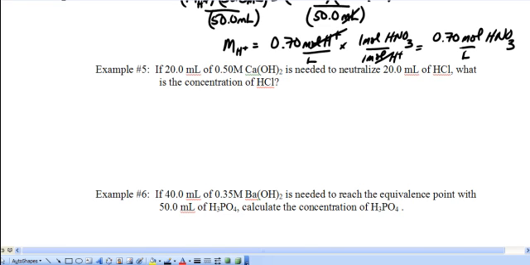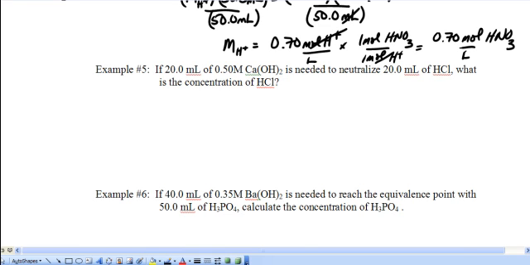One in which you use an indicator and you stop the amount of base added on your own, or using a pH probe where you titrate through the endpoint and then look back at a graph to determine how much base or acid was needed to reach a neutralization point. In this last podcast, we're going to take a look at two questions that are a little more advanced, where you have multiple hydroxides or multiple hydrogens in the acid or the base.